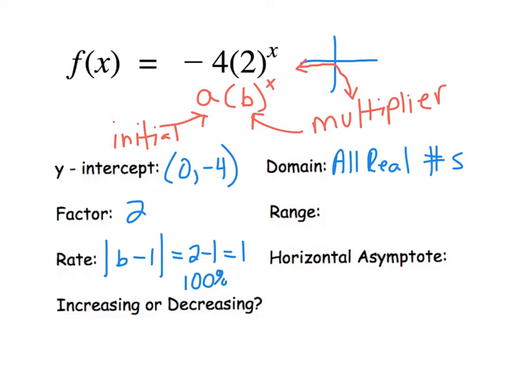Now my range is either going to be greater than 0 or less than 0. Those are our two options on exponential functions. So when I look at this, my asymptote, what I'm never going to pass, is 0, and my whole graph is below it. So I know that my range is going to be y is less than 0. It can't be equal to 0 because of the asymptote. Our asymptote, that's that boundary, is y equals 0.